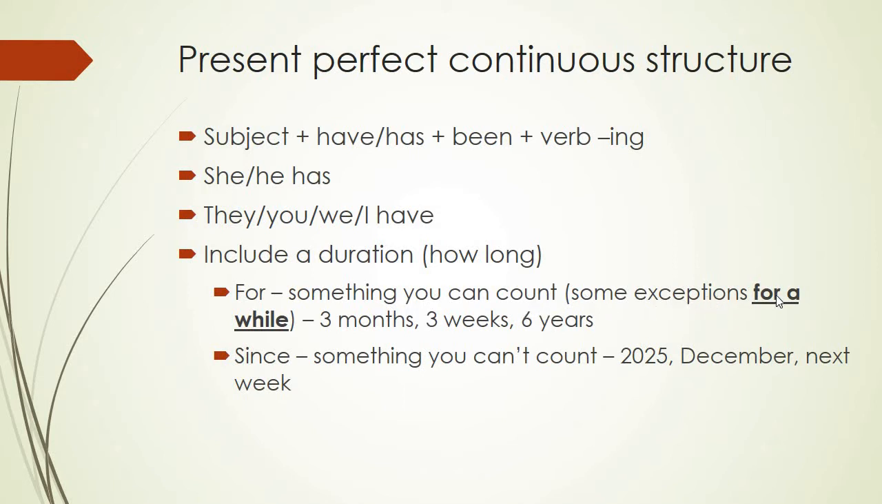For example, for a while. You can't count a while, but we use for. Okay, but you can count 1, 2, 3 months, for 3 months, 1, 2, 3 weeks, for 3 weeks, 1, 2, 3, 4, 5, 6, for 6 years.